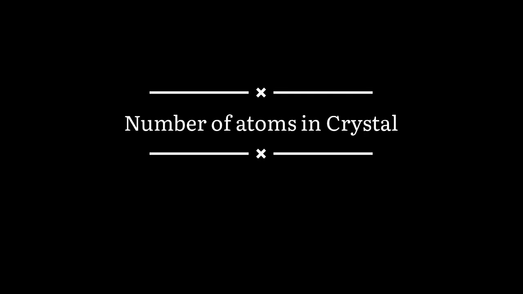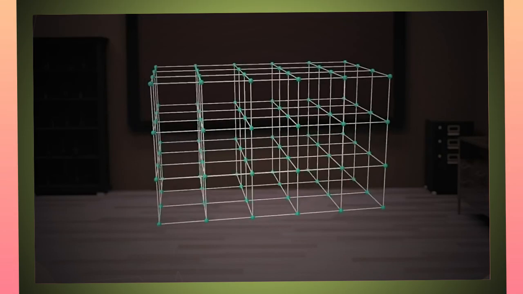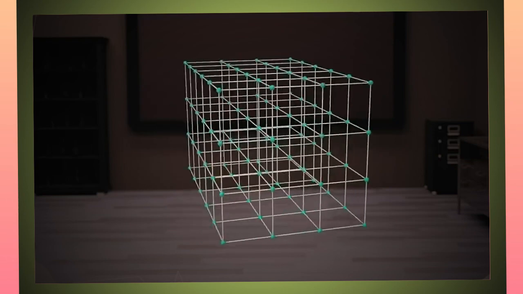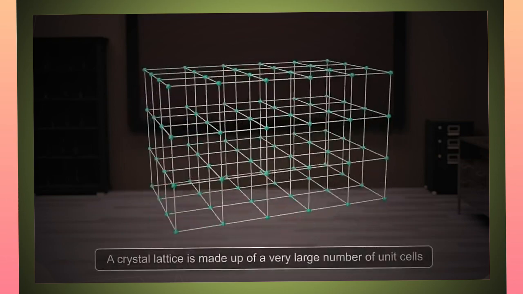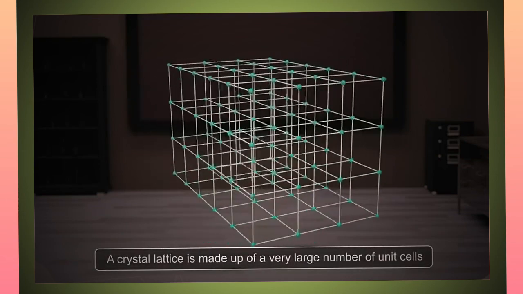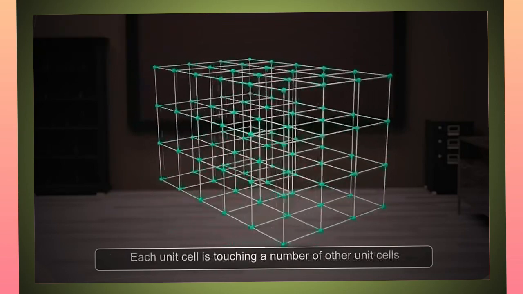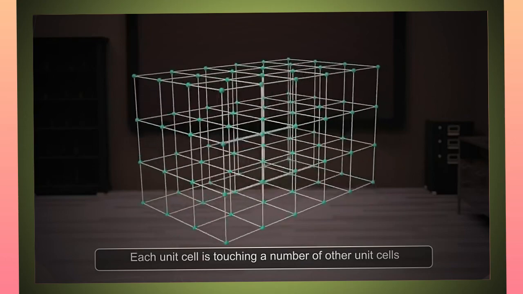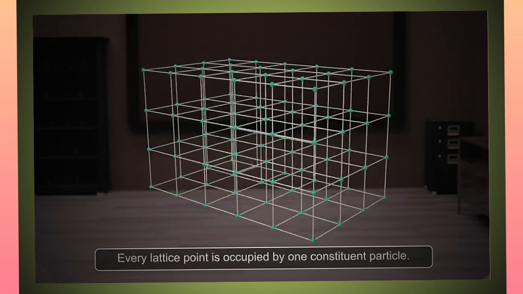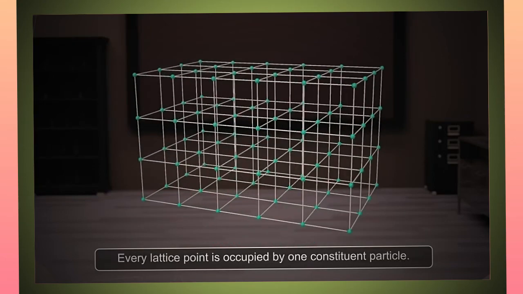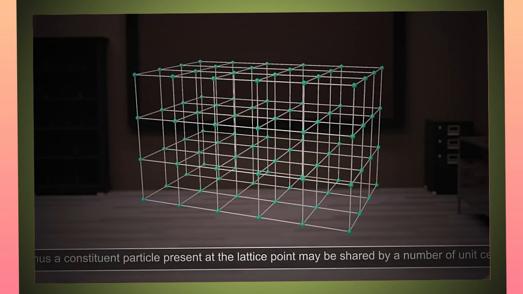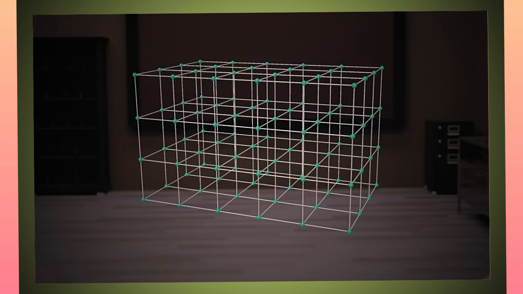Welcome back, viewers. In this part of the video, we will be discussing the contribution of the number of particles to the particular unit cell. A crystal lattice is made up of a very large number of unit cells. Since each unit cell is touching one another, every lattice point is occupied by one constituent particle. Thus, the constituent particle present at the lattice point may be shared by a number of unit cells.